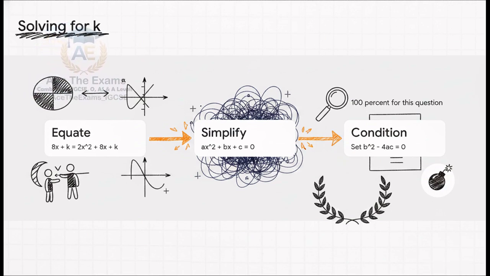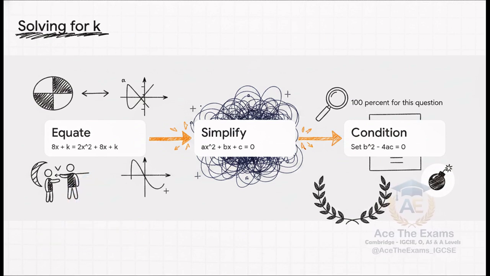Do not skip this. Once it's neatly arranged, step 3 is deploying our condition, setting that discriminant equal to 0. If you lay your working out exactly like this on the page, the examiner can easily follow your logic, and your mark potential instantly rockets straight up to 100% for this particular question.